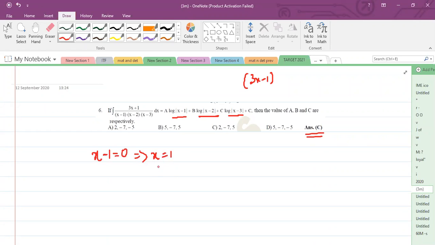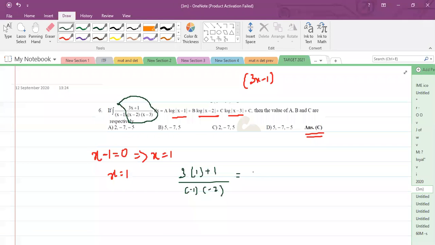Now, you need to substitute x is equals to 1 in the remaining terms, that means other than x minus 1. So that is 3 into 1 plus 1 divided by 1 minus 2, which is minus 1, and 1 minus 3, which is minus 2. So this is equals to 4 divided by 2, so 2. It will be 2. Therefore, immediately option B is ruled out. Option D is ruled out.